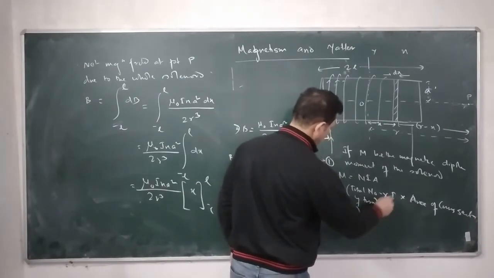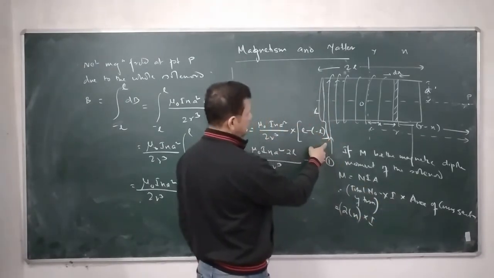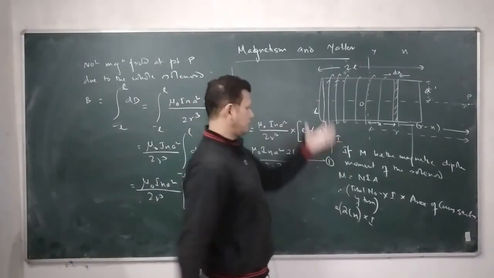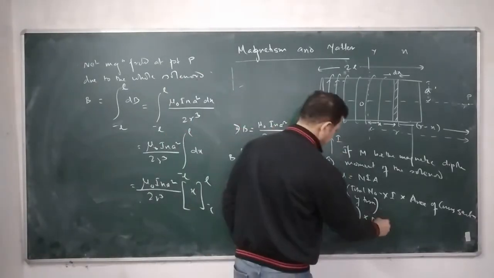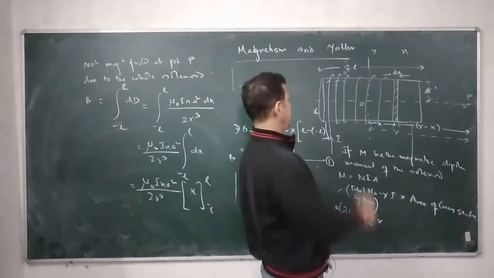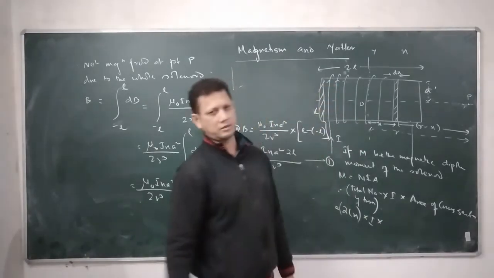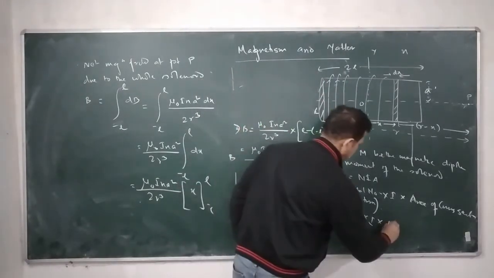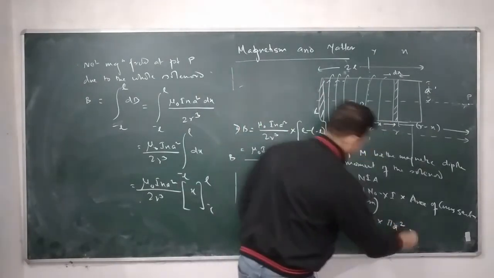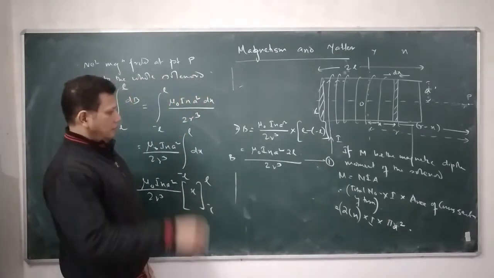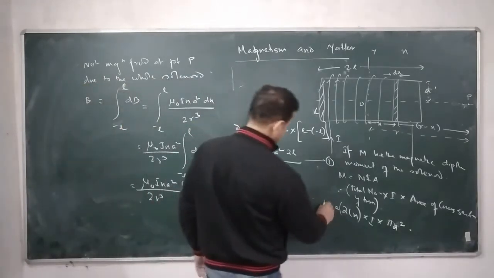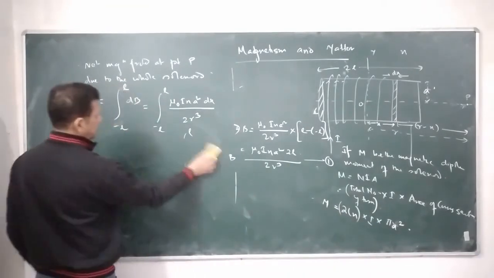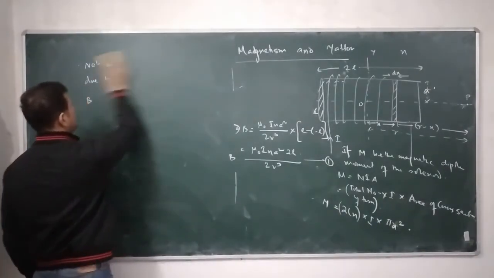Into current I, because for every turn the current flowing through the solenoid is I. Into the area of cross section. You have to find the area of this cross section. The radius of this cross section is a, so the area is π a². So for the time being, you got the value of M to be this much: M = 2L n I π a².